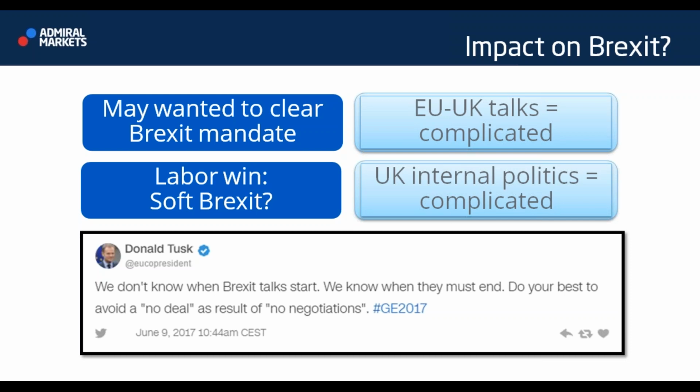So this is, for instance, the EU Commission President speaking out through Twitter, with this message, as you can read here, saying that we don't know when Brexit talks start. We know when they must end. So basically, let's not waste too much time in this process. So let's see, putting a bit of time pressure here.